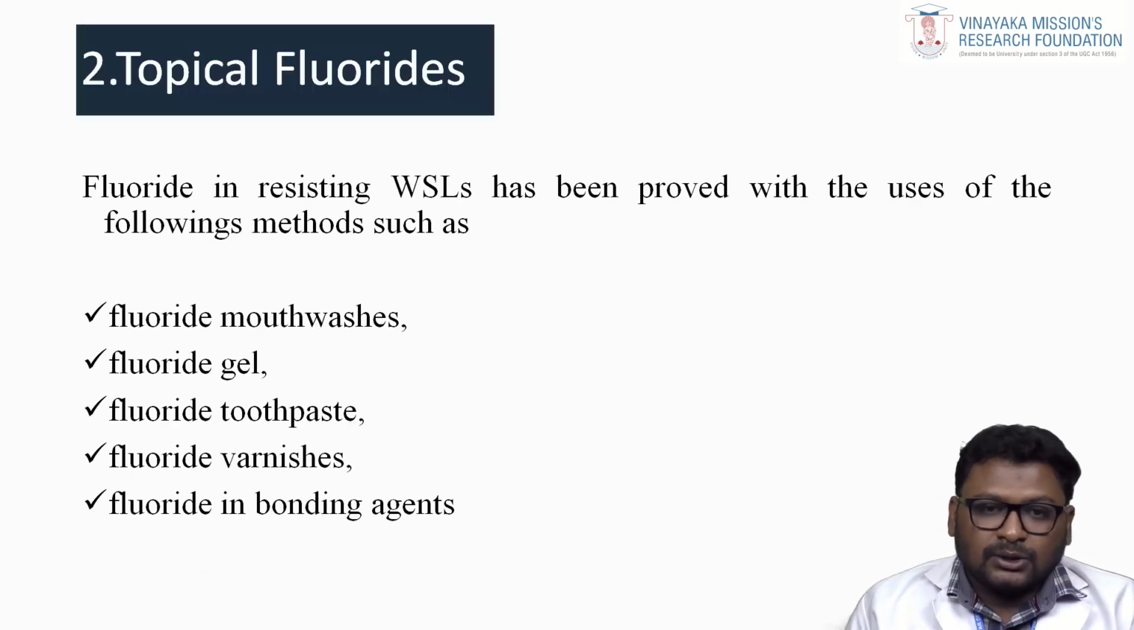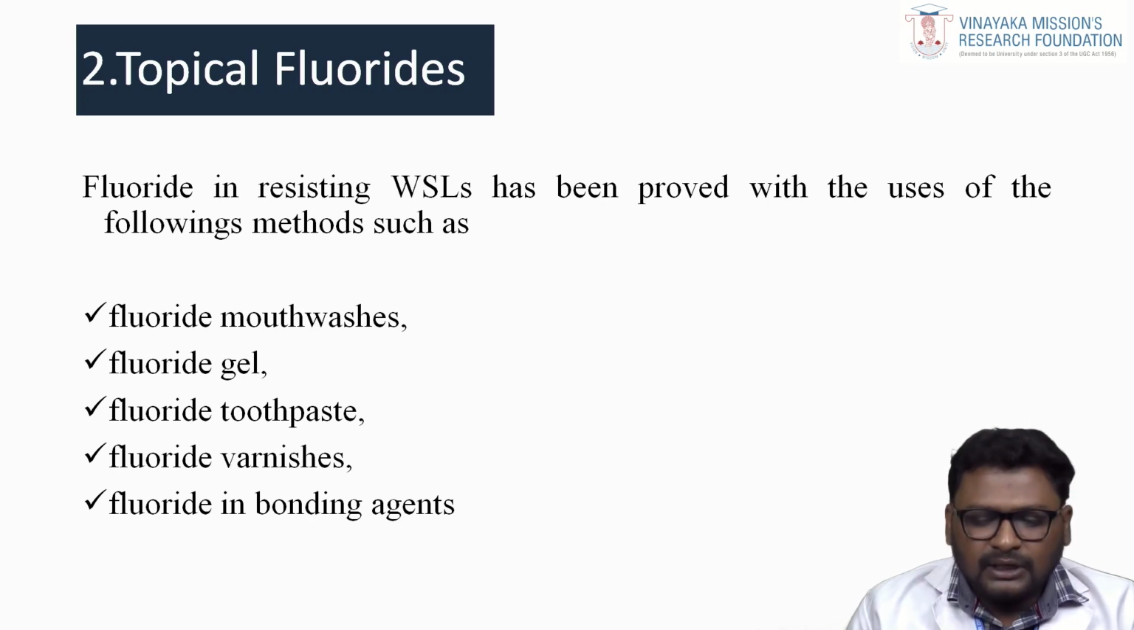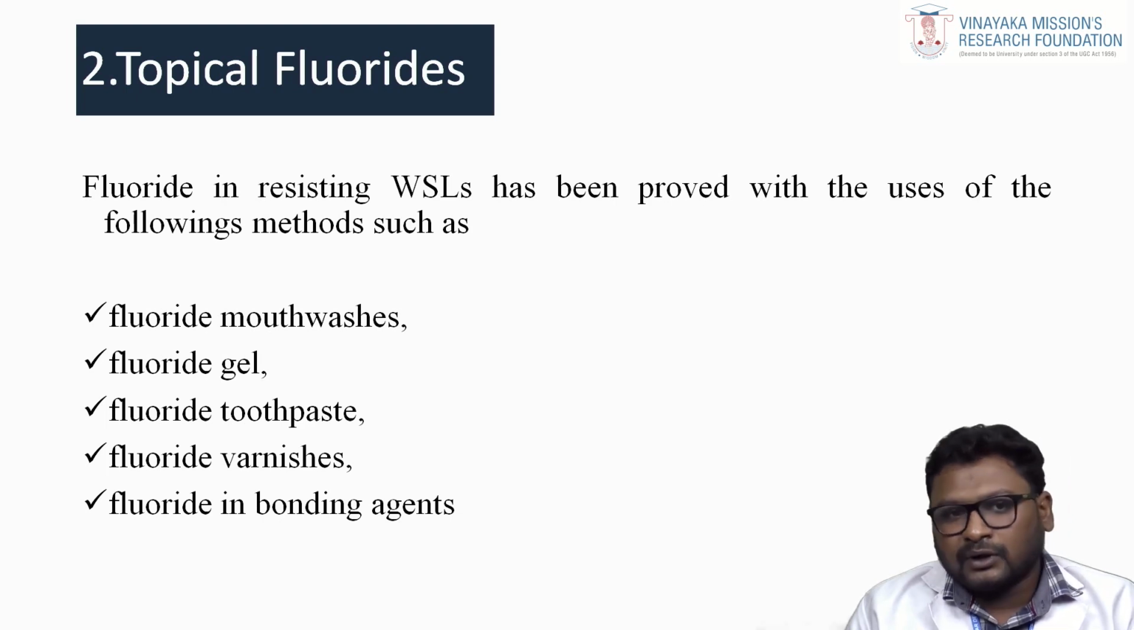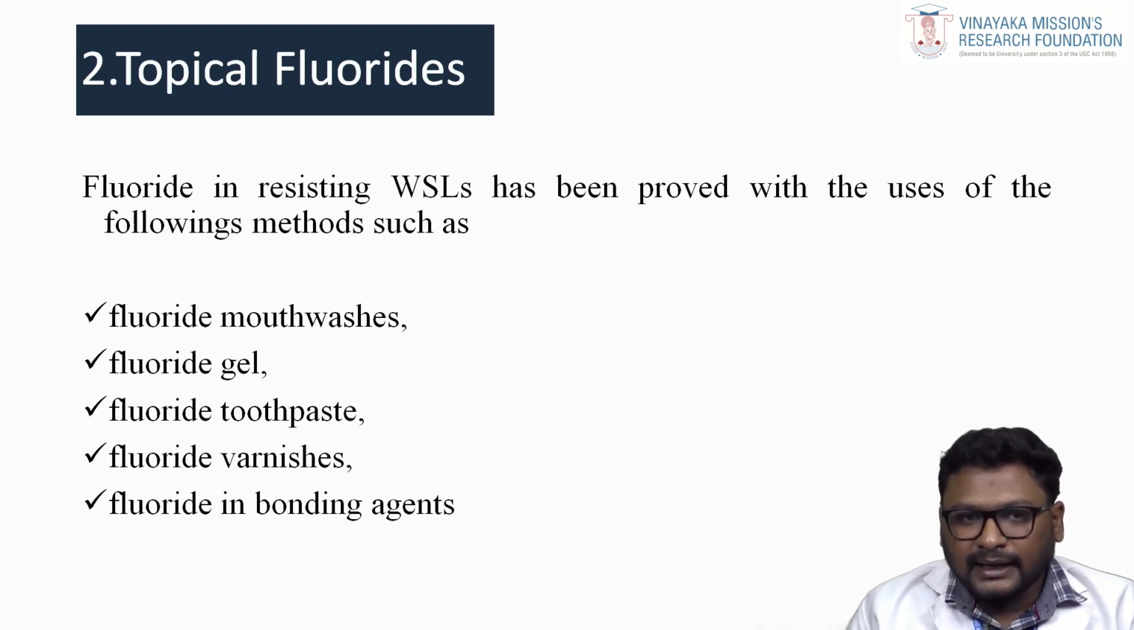So next one is topical fluorides. Topical fluorides means we are not going to give them systemically. We are going to apply them topically, just externally. There are various techniques like mouthwashes, gels, fluoridated toothpaste, fluoride varnishes, and fluoride in bonding agents. The first four are general, and the fifth one, fluoride in bonding agents, means we are going to incorporate fluorides in bonding agents like adhesives.